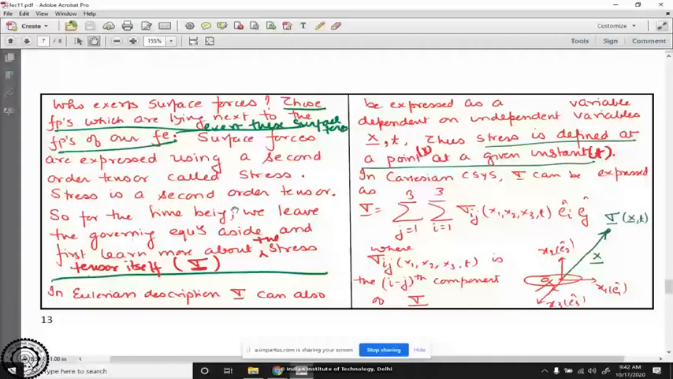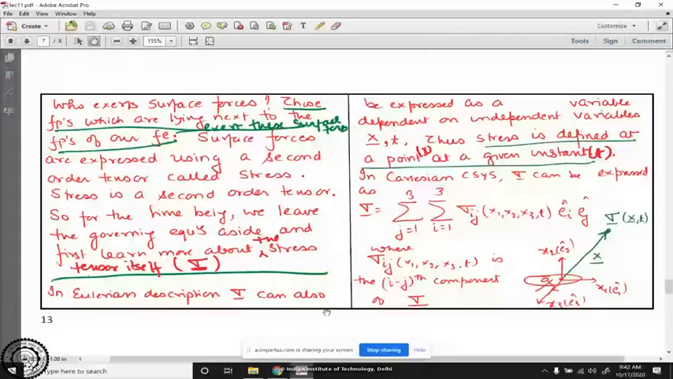Stress is a second order tensor, so for the time being we leave the governing equations aside and first learn more about the stress tensor itself. I'm postponing drawing the free body diagram for a little while, maybe one lecture, because we need to get familiar with this new quantity called stress, with which we will be able to quantify the surface forces acting on our fluid element.